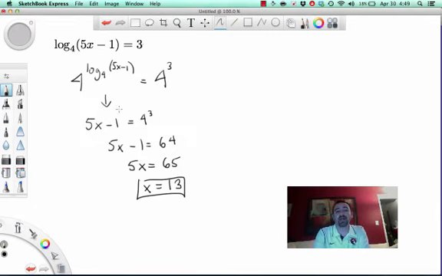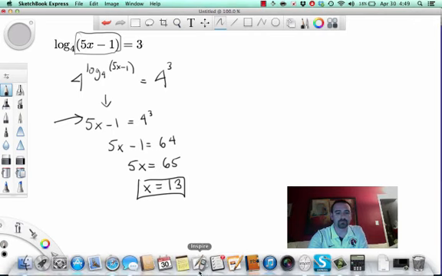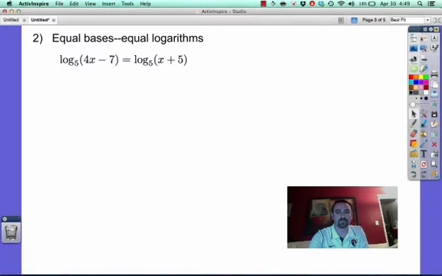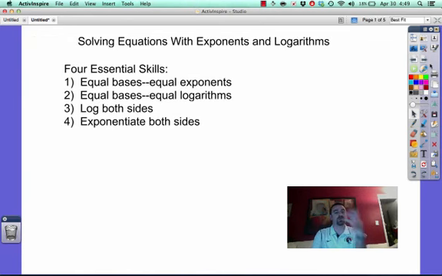If I do that, I will automatically get this, which is what I'm trying to do, get that out of the log, and then I can just use my algebra skills like you did from here on. From here on, it's just simple algebra. Okay? So let's go back and summarize. Back to the beginning. There were 4 skills.